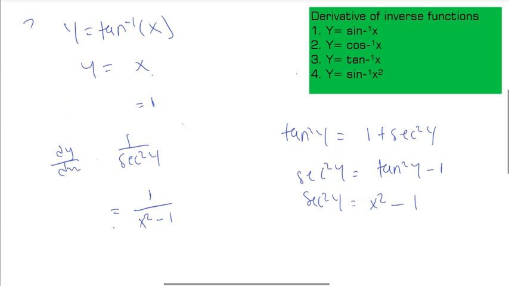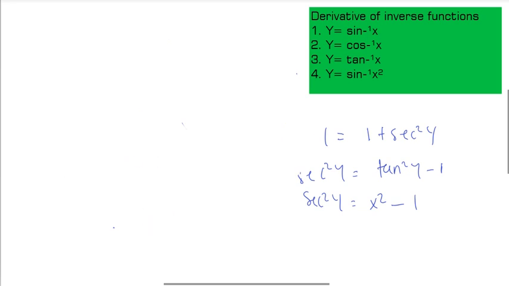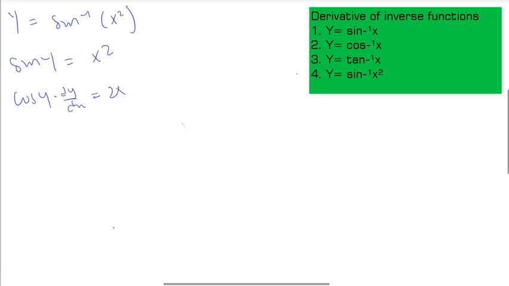Then we have question 4. Question 4, I'm going to do that very quickly now. We have question 4, which says y is the sine inverse of x squared. You can pause the video to try this out yourself. So let us go. So we have sine y is equal to x squared. Take the derivative of both sides. We have cos y dy dx is equal to 2x. Then we have dy over dx is equal to 2x over cos y.